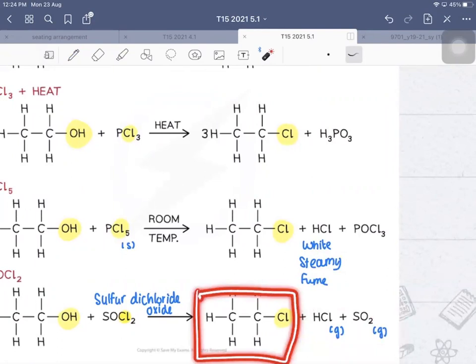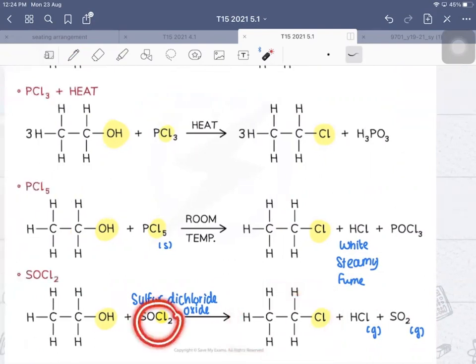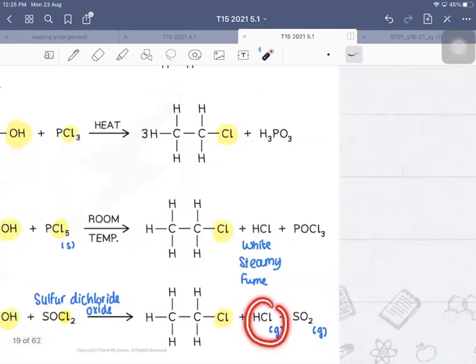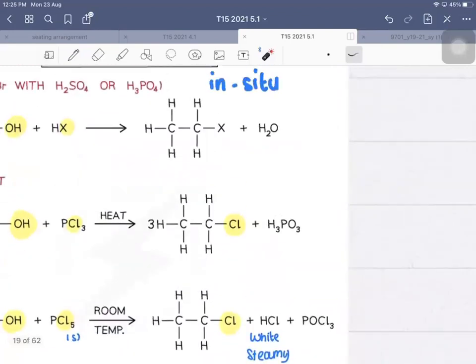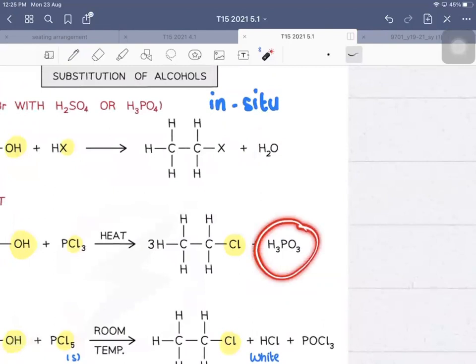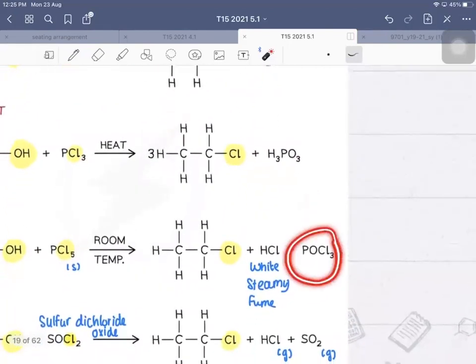So if you get a few options to choose from to produce a halogenoalkane, choose SOCl2. Okay, because you have other side products, but they are in gaseous state. You can just let them evaporate and you will get the halogenoalkane that you want, right? Whereas with the others, you have water, you have phosphorous acid, and then you have POCl3, which I imagine would be liquid.